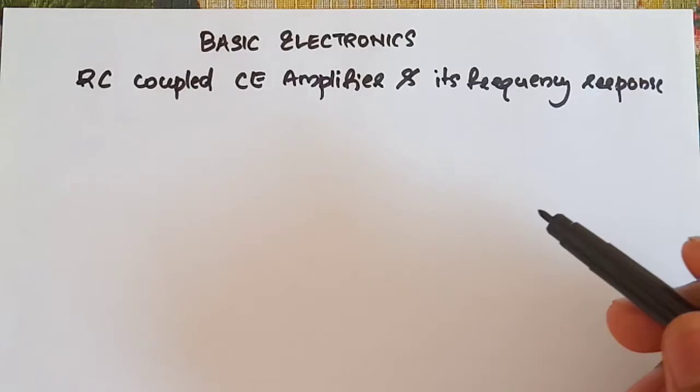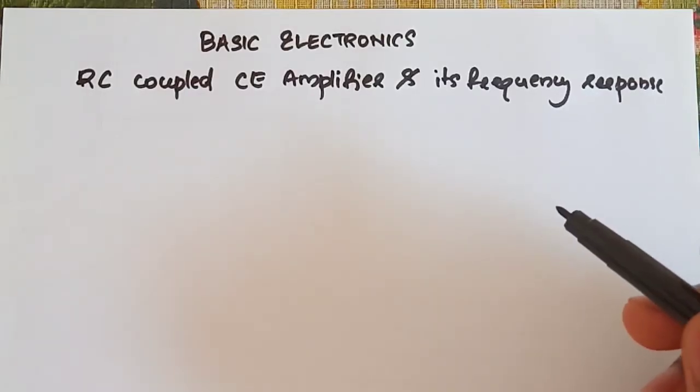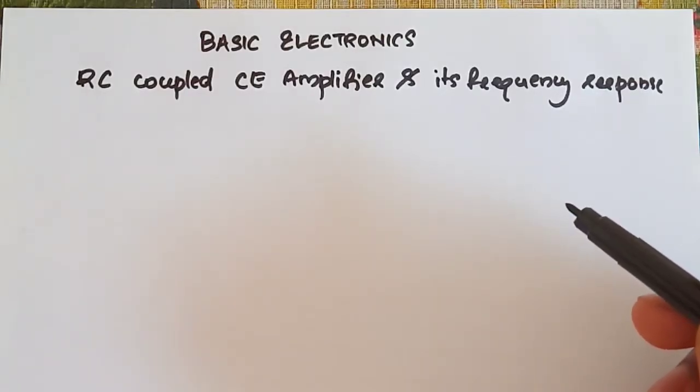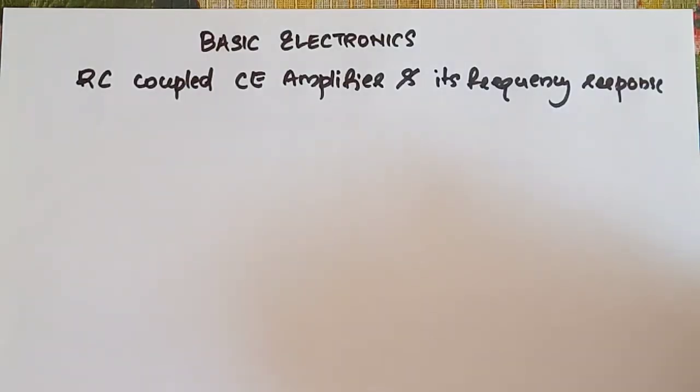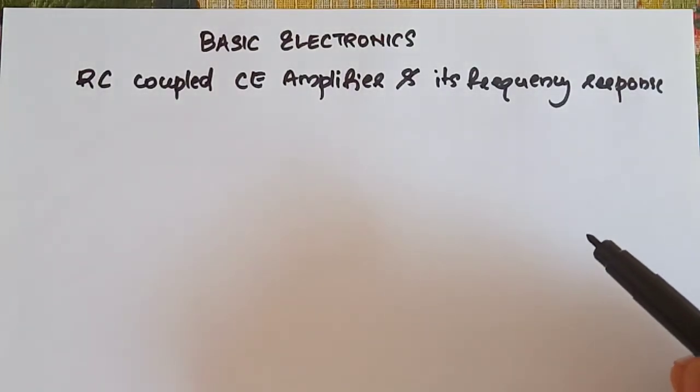Hi all, today we will be discussing the working of the RC coupled amplifier and its frequency response. RC means resistor capacitor coupled amplifier. We all know that one of the main applications of a transistor is as an amplifier. In an amplifier we use the common emitter configuration of the transistor.